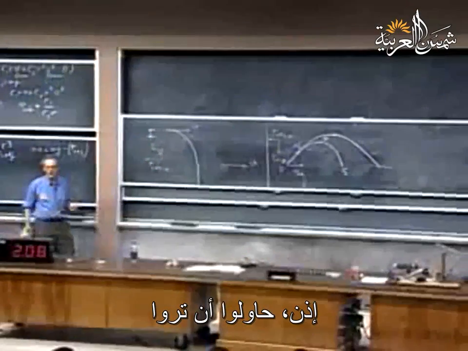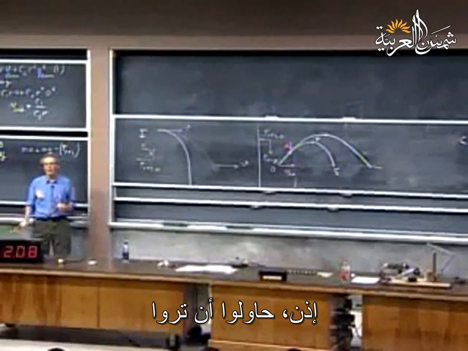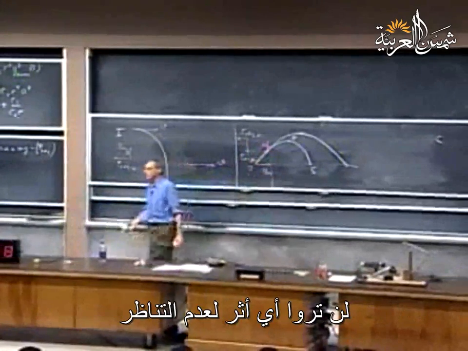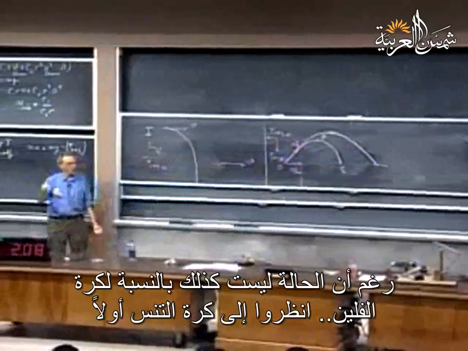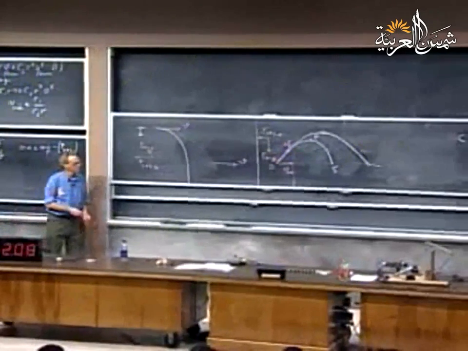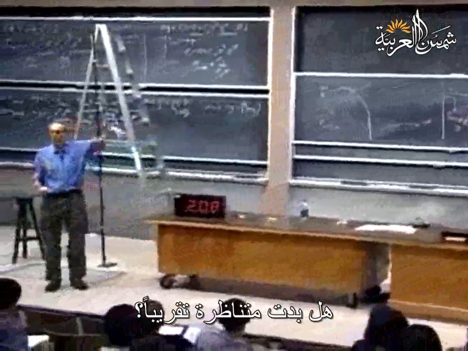So try to see that the tennis ball is very close to an ideal parabola. You will not even see any effect of asymmetry. It will not be the case for the styrofoam, though. So look at the tennis ball first. I should really do it here. Did it look more or less symmetric? Okay, now I'll try this one.